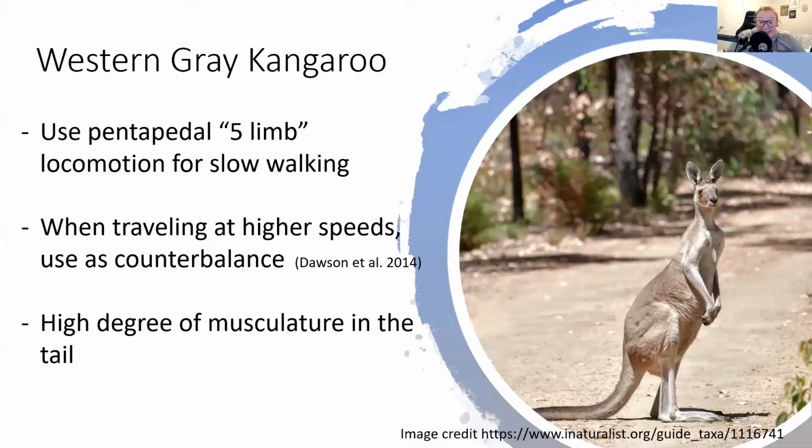So next is the kangaroo. Kangaroos actually do use their tails primarily for locomotion, but they use pentapedal or 5-limb locomotion when they're moving slowly. So when they're walking, they actually use it as a 5th limb. They have a high degree of musculature in their tail that allows them to actually use it and support their weight on it. But when they're moving at a really, really fast speed, they can actually use their tail's weight as a counterbalance to sort of keep them from tipping over.